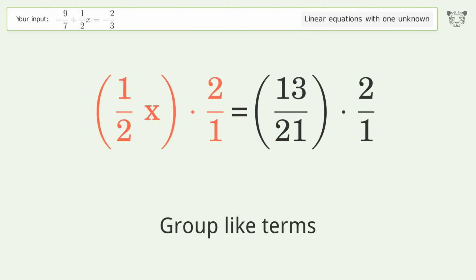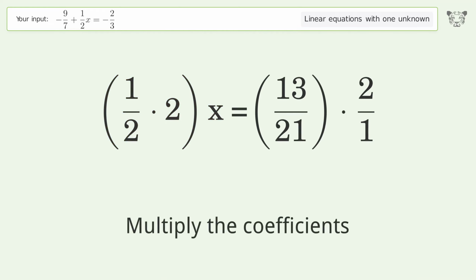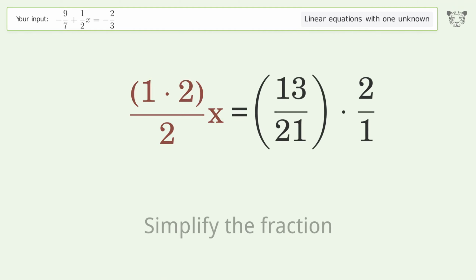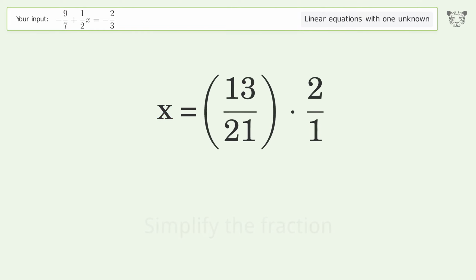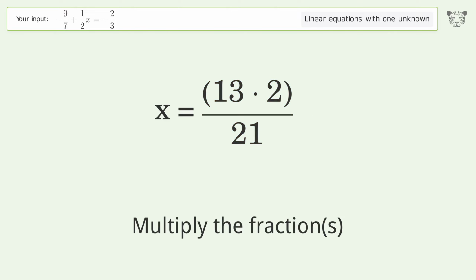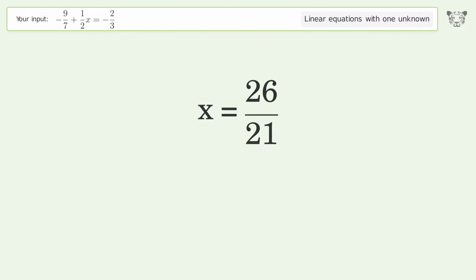Group like terms. Multiply the coefficients. Simplify the fraction. Multiply the fractions. Simplify the arithmetic. And so the final result is x equals 26/21.